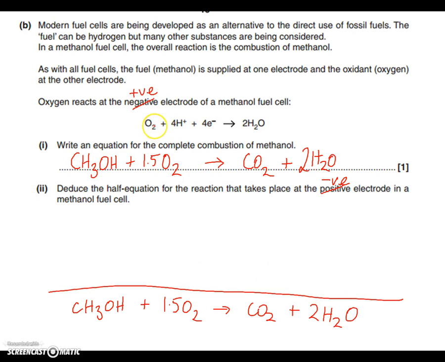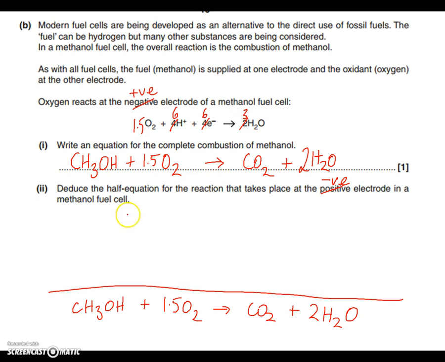Up here we can see that we've got the positive electrode, with oxygen and hydrogen ions turning into water. Looking at the balancing, 1 oxygen and 4 hydrogen ions make 2 waters. If we balance this half equation with our final equation, we've got 1.5 oxygens there, so we're going to need 1.5 of all of this. 1.5 times 4 is obviously 6, and that will give us 3 waters.